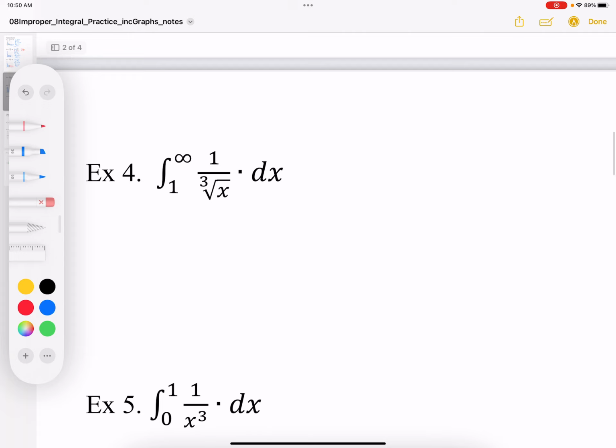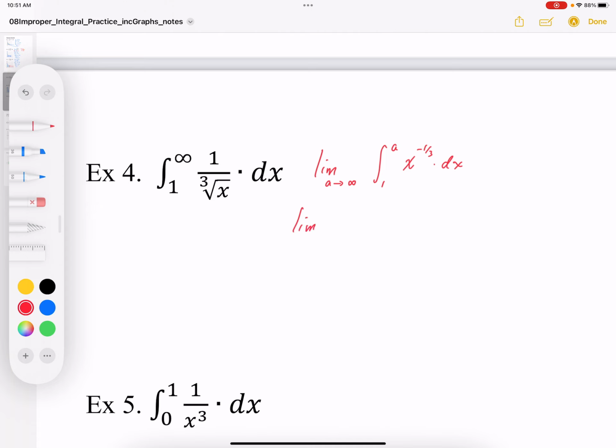So again, I have an unbounded region on the right-hand side at infinity, so I need to do this formally with a limit. So I'm going to set this up with a limit. The limit as a approaches infinity, and it's going to go from 1 to the unbounded right-hand edge of a, and that a is going to infinity. And like I did before, I'm just going to use a negative power like this to make it a little bit easier to integrate.